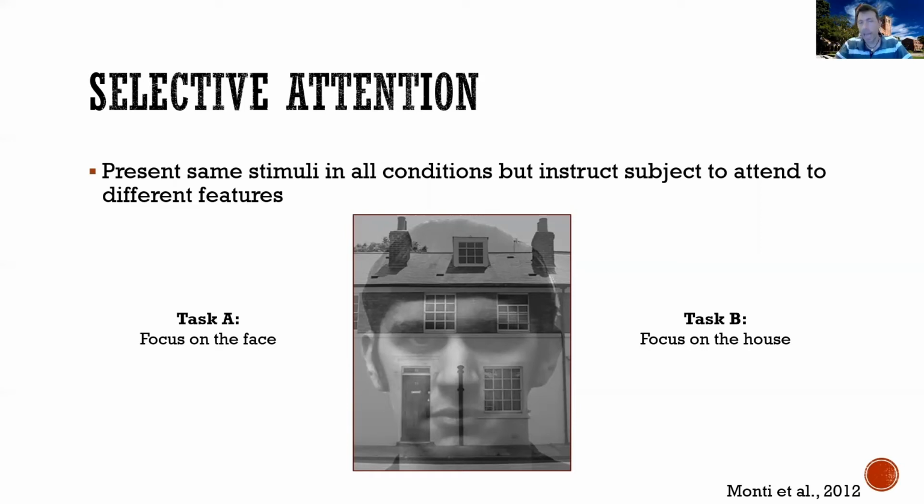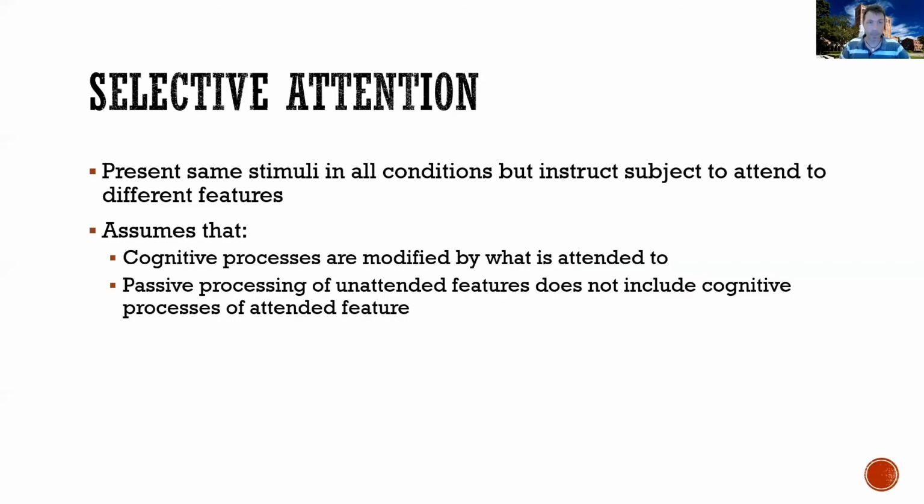And typically this type of design is meant to have the participant focus on a specific feature of the stimuli, in this case, a different object. Now, selective attention designs do also have assumptions, and principally, they assume that the cognitive processes that you're interested in can be modified by attention, so that you can modify, for example, object perception and object recognition using attention.